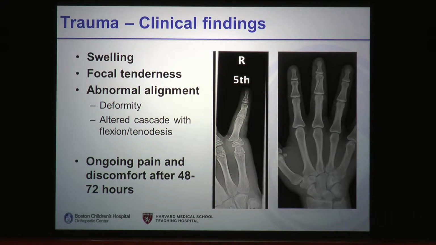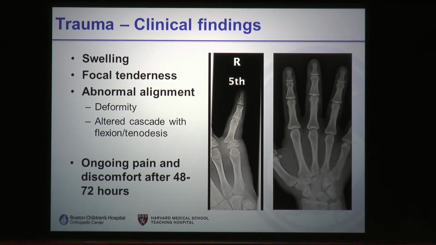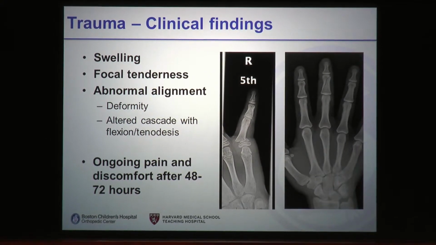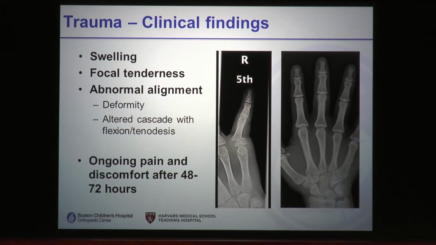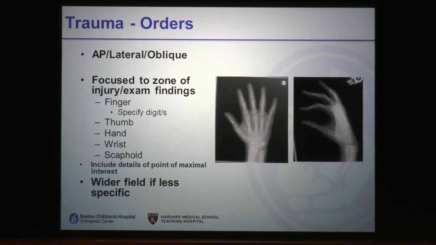Clinical findings that Dr. Bay covered: swelling, focal tenderness, abnormal alignment, and that tenodesis effect. If any of the fingers do cross and don't appear to be coming down into the normal cascade, then that's definitely an indication for imaging. If a child persistently defunctions an area, they're busy people, they're going to get back to what they were doing before, and if they're not getting back to it within 48 to 72 hours, even if you can't elicit focal tenderness, it's probably, and they've had a trauma, worth a plain radiograph.